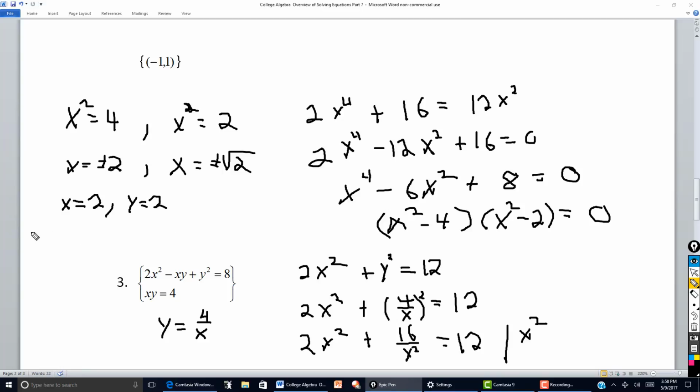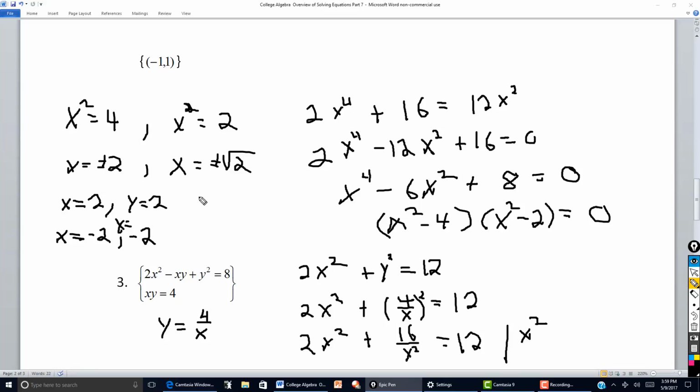If x is equal to negative 2, put a negative 2 here, so 4 divided by negative 2 is negative 2, then y could be negative 2. So one solution would be the point 2, 2. Another solution would be the point negative 2, negative 2.